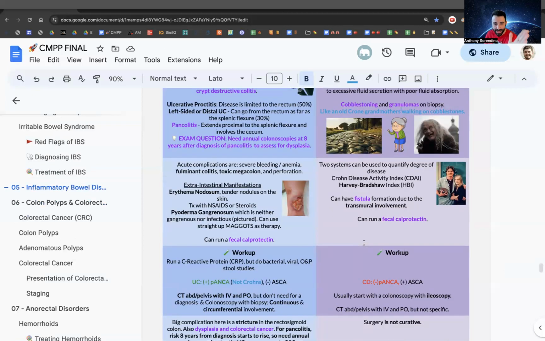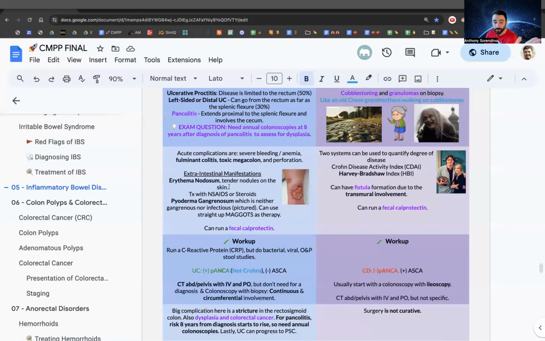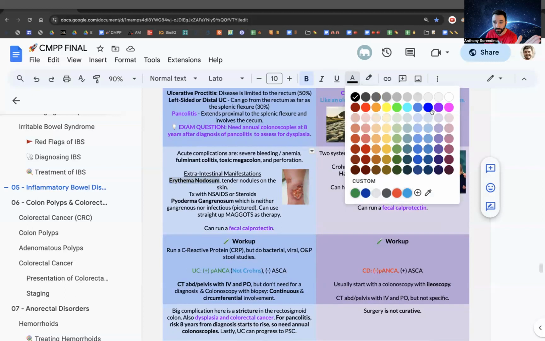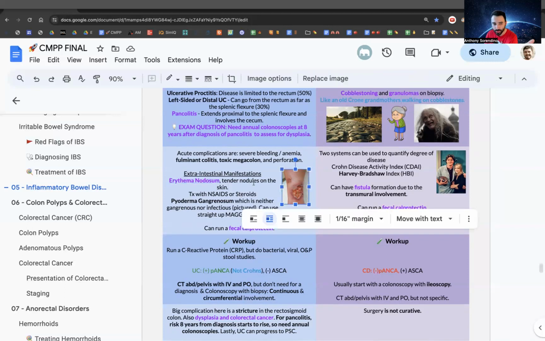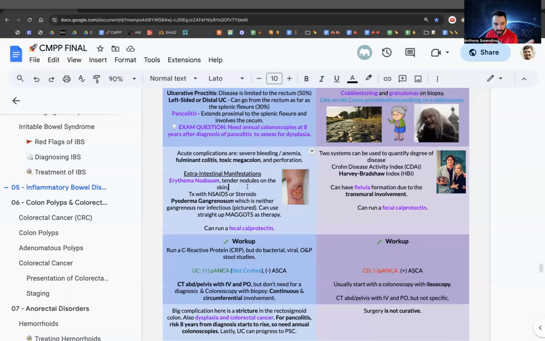Okay. We can get fulminant colitis, toxic megacolon with ulcerative colitis. We can get erythema nodosum with ulcerative colitis as well. So these are going to be tender nodules on the skin. I mean, they kind of look like ulcers, so just ulcerative colitis for that.